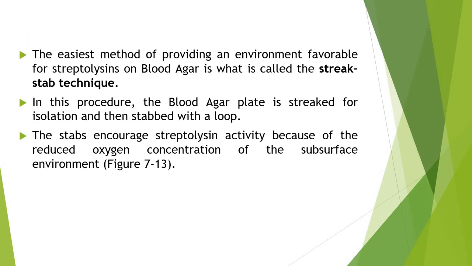The easiest method of providing an environment favorable for streptolysin O on blood agar is what is called the streak stab technique. In this procedure, the blood agar plate is streaked for isolation and then stabbed with a loop. The stab encourages the streptolysin activity because of reduced oxygen concentration of the surface environment.